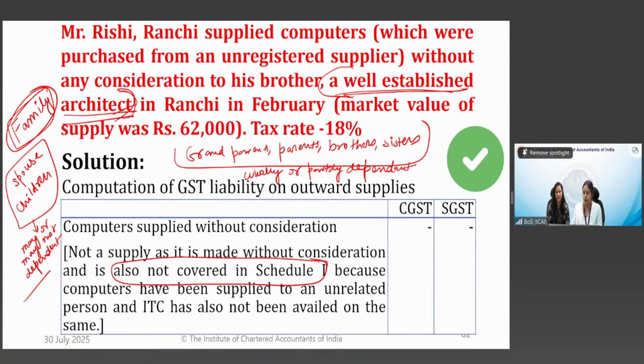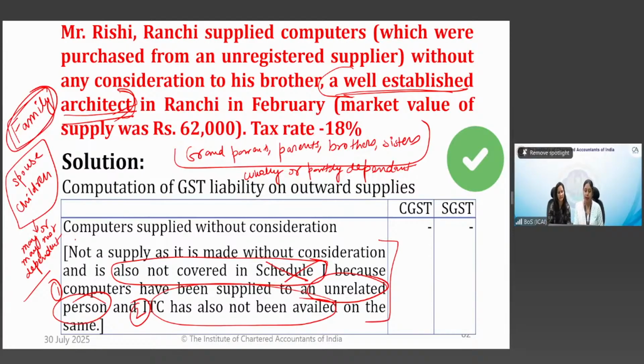So that's why he will not be covered in Schedule 1. For Schedule 1, Entry 1, it says permanent transfer or disposal of business assets where ITC has already been availed. And since Mr. Rishi has purchased the goods from unregistered suppliers, ITC has not been availed, so Entry 1 does not get involved. Now we come forward to other entries of Schedule 1. It says supply between related persons. Now, since the brother of Mr. Rishi is not a related person, any entry of Schedule 1 does not get invoked, and thus the same will not be treated as a supply.